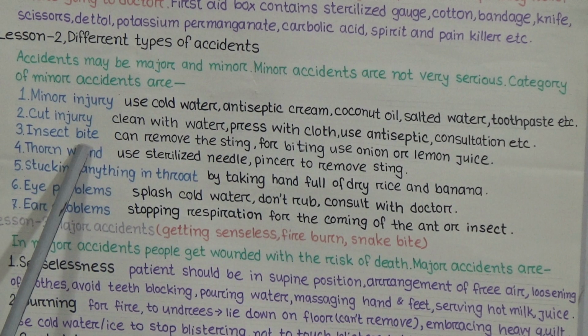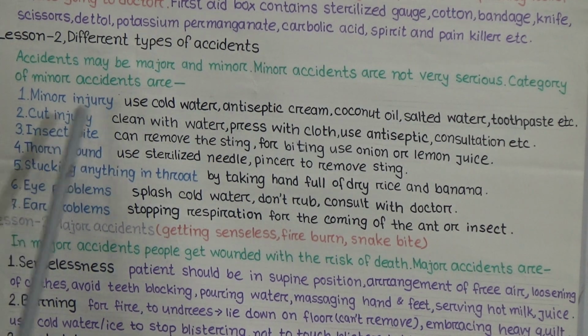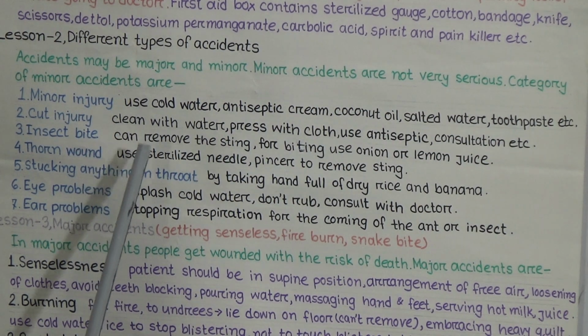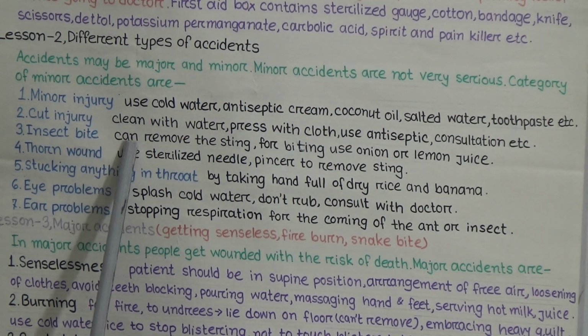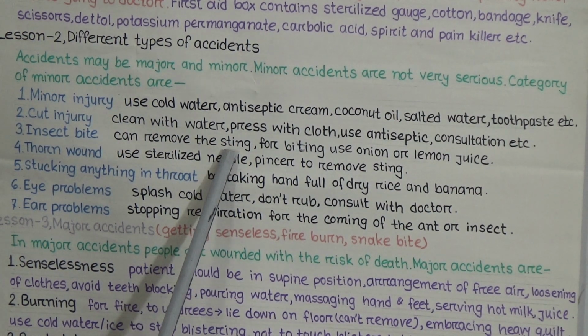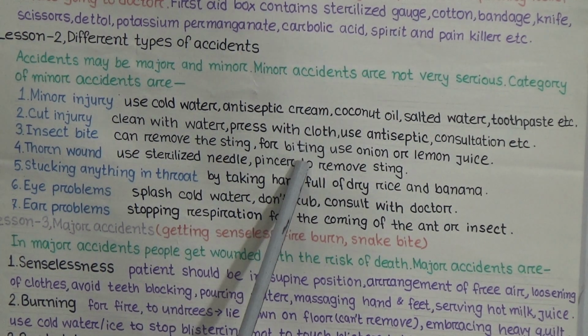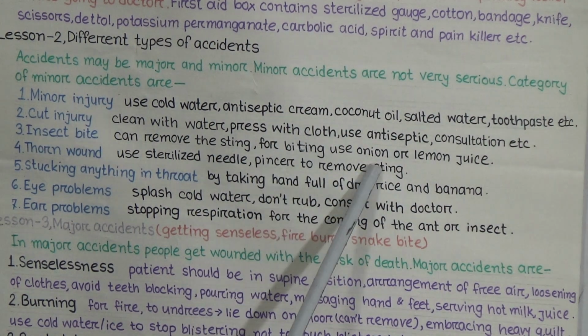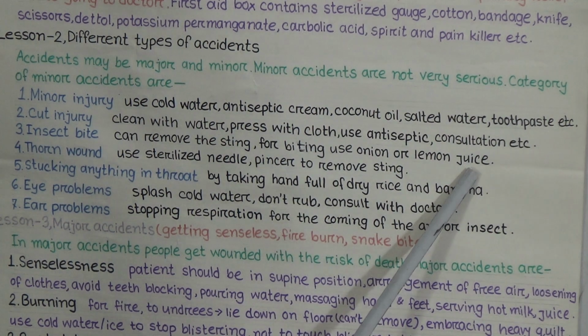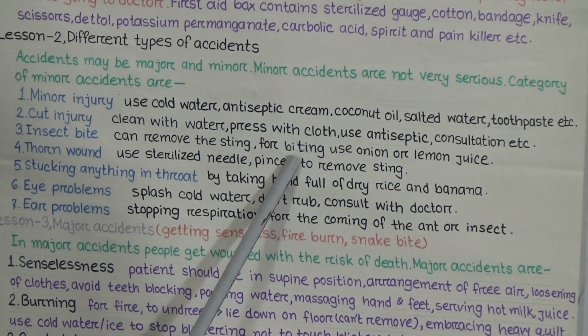Number 3, insect bite. If any insect sting is in our hand or in our body, first we have to remove the sting, or we can remove the sting easily. But for insect biting, we have to use onion or lemon juice. These are effective for insect biting.